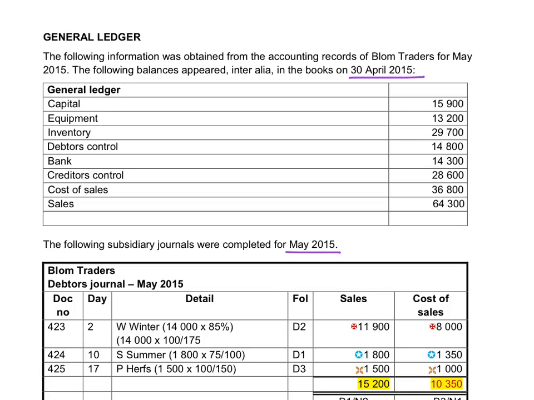Capital is equity. Equity increases on the credit side. Equipment, inventory, debtors, and bank are assets. Assets increase on the debit side. Creditors control is a liability that will increase on the credit side. Cost of sales is an expense, debit side. Sales is income, credit side. So the capital account, the creditors control, and the sales account will be opened with the balances on the credit side. The assets and expenses will be opened with the balances on the debit side.